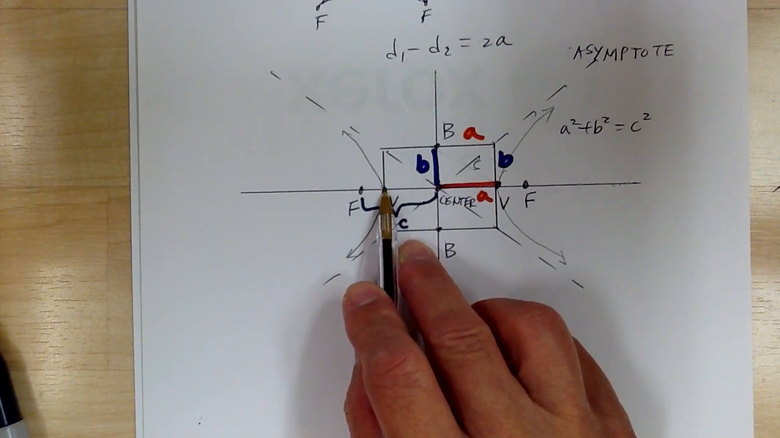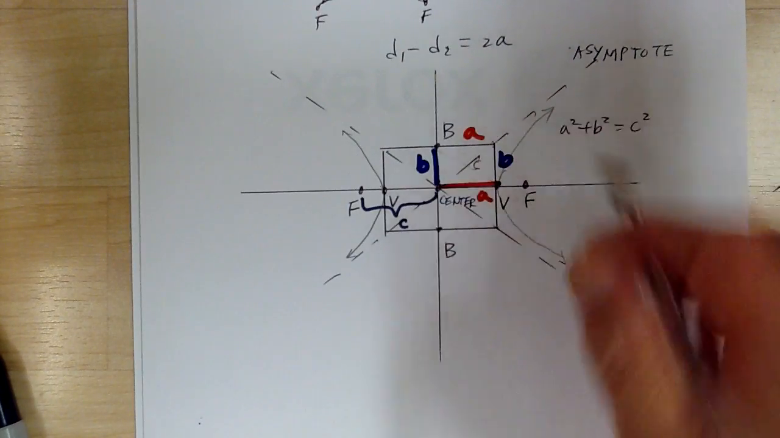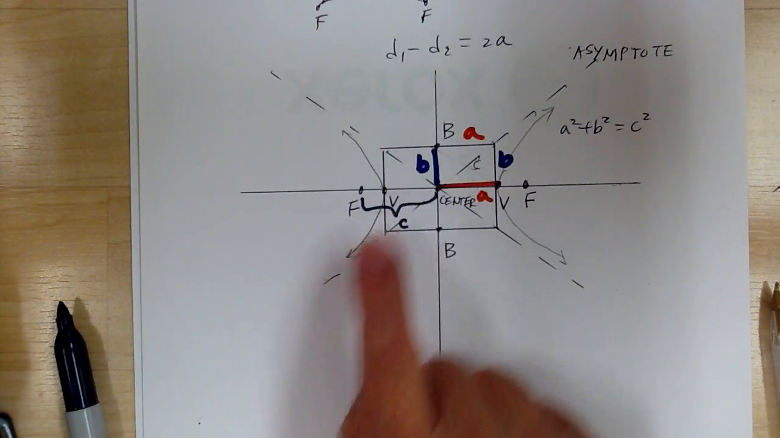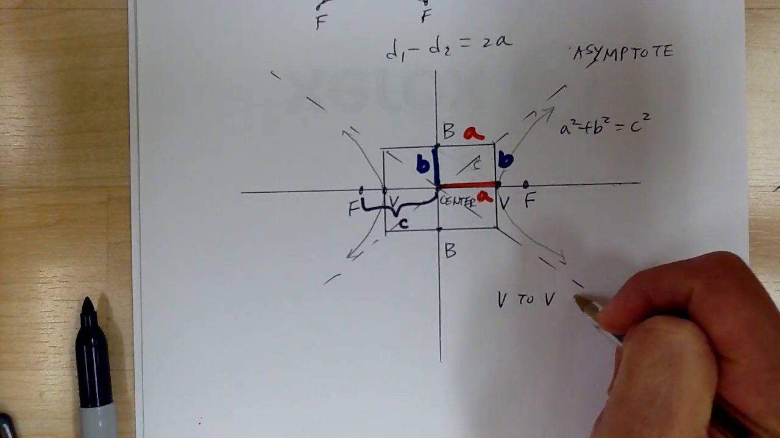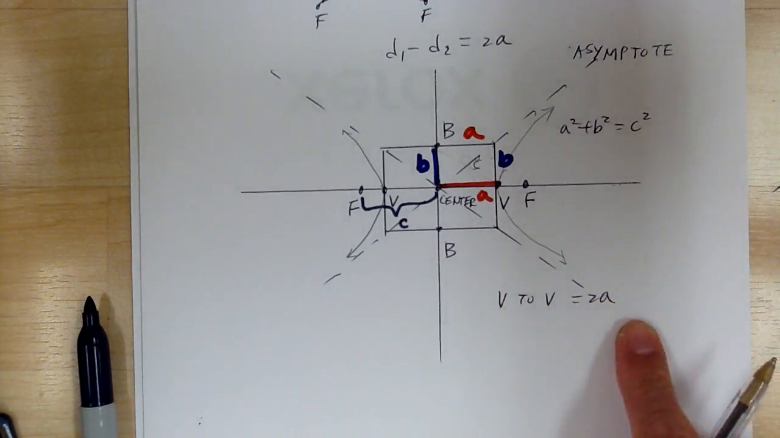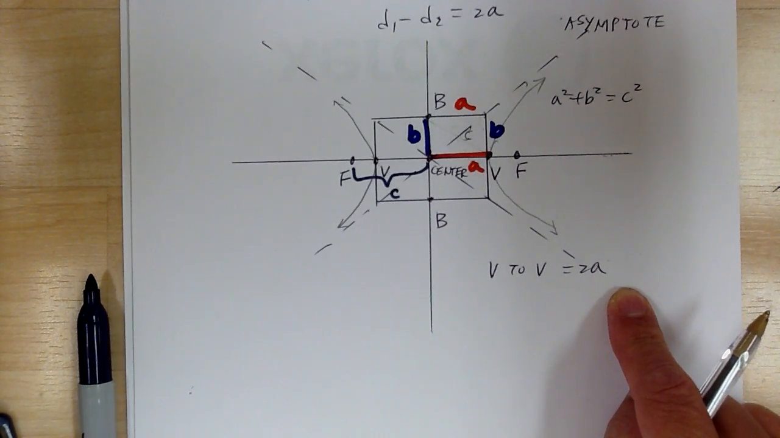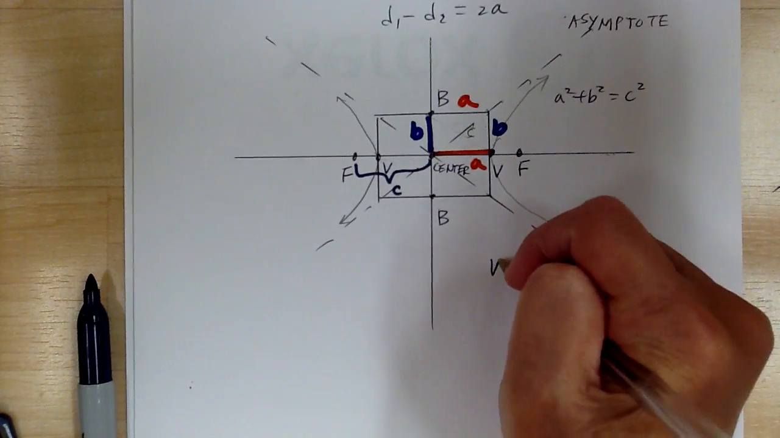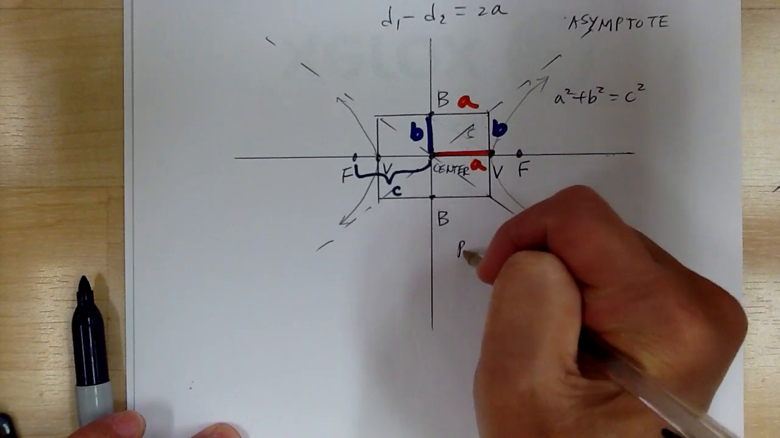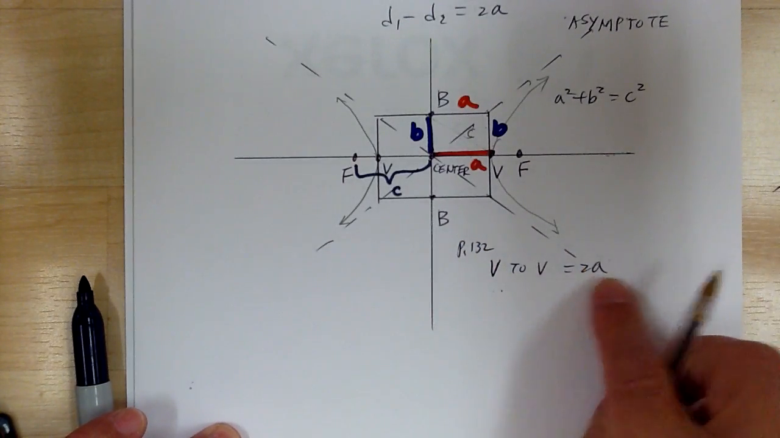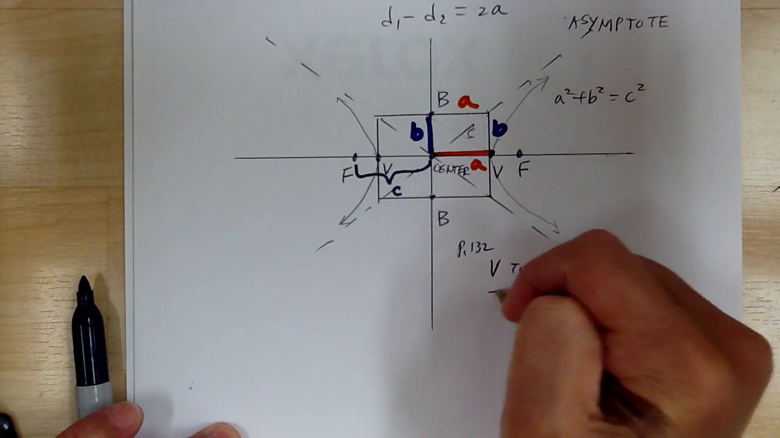Again, this is your 2A. This is your 2B. The one that goes from V to V, from vertex to vertex, is equal to 2A. And there's a name for it. This is called the transverse axis. This is on page 132.